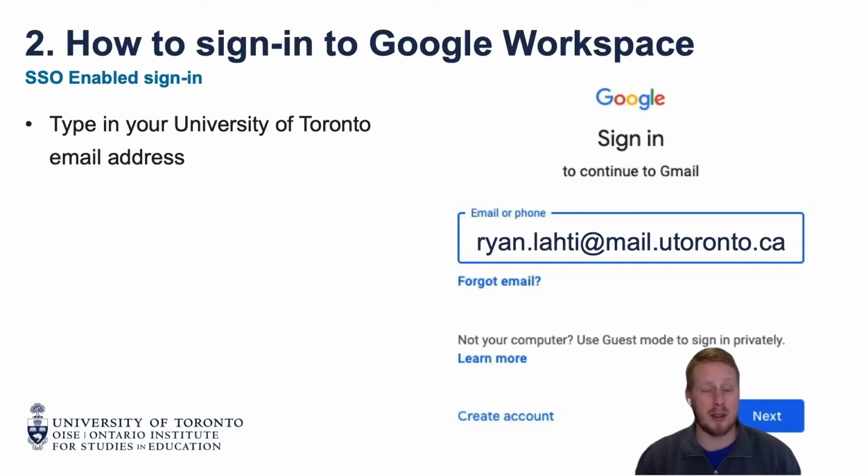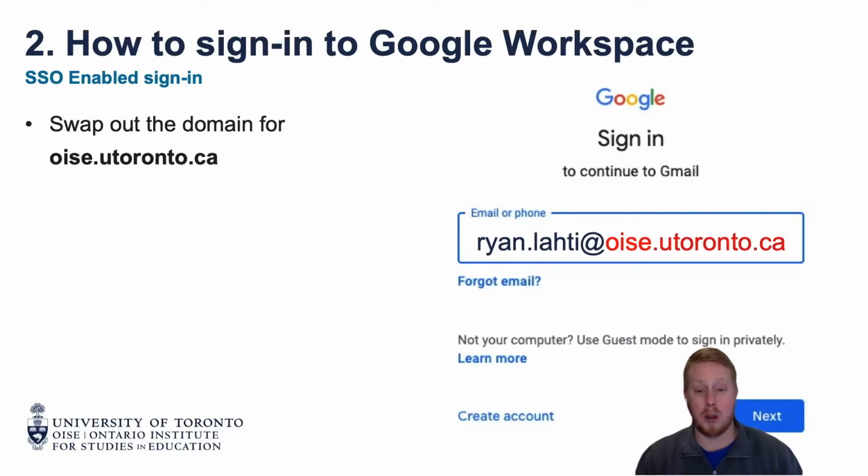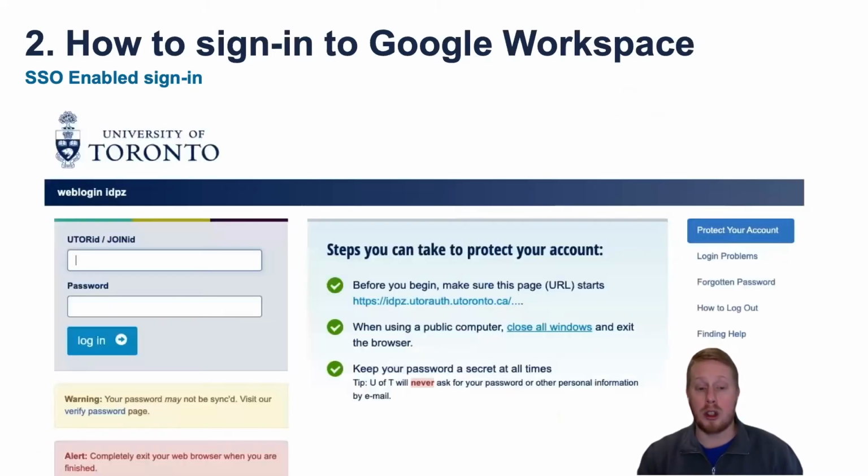And so instead of typing that in, you're actually going to swap out the domain for @oise.utoronto.ca. So basically keep the first half of your University of Toronto email, but make sure you use @oise.utoronto.ca. That's the domain we're using for this project. And it's kind of neat to have your own OISE specific email address. And so once you type in your first part of your email and you're @oise.utoronto.ca, you should be prompted to go to the SSO page.